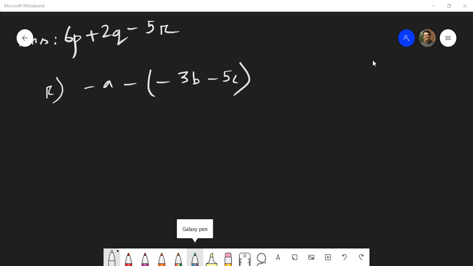So what we did here, it's quite easy. Negative a, we just multiplied the negative with the negatives inside the bracket. And you get a positive 3b and a positive 5c. That's it. Oh, let me remove the bracket. It's a mistake. And the answer becomes negative a plus 3b plus 5c.